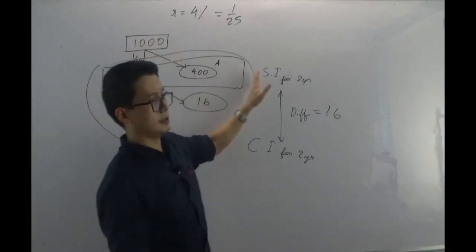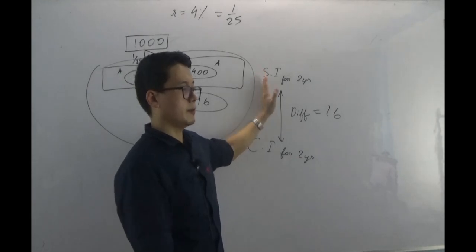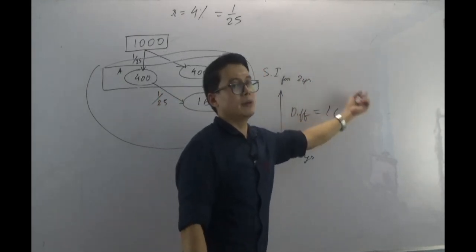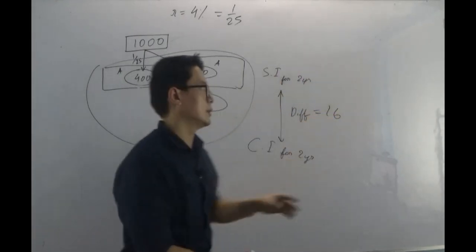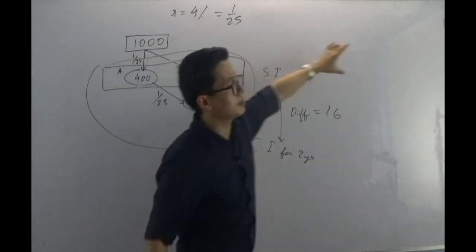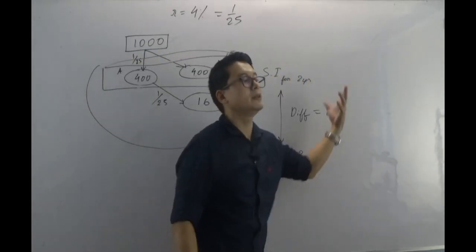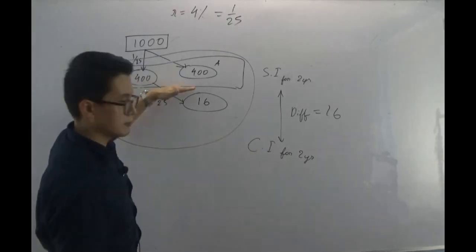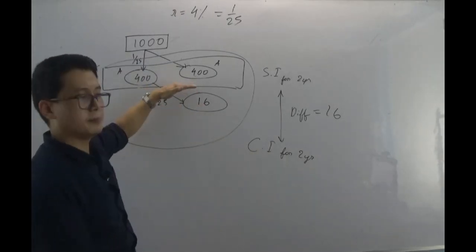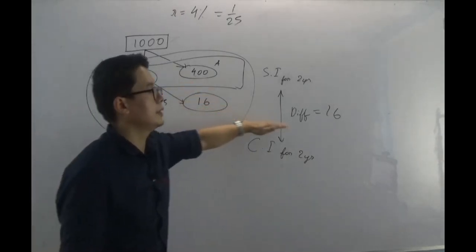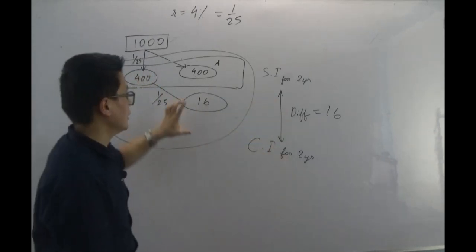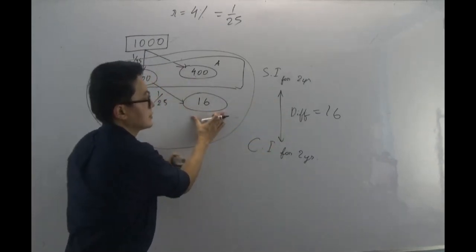The simple interest will be 400 for the third year, fourth year, fifth year, 400, 400, 400. So the first row total addition will be the simple interest. Whatever comes below the first row will be the difference.